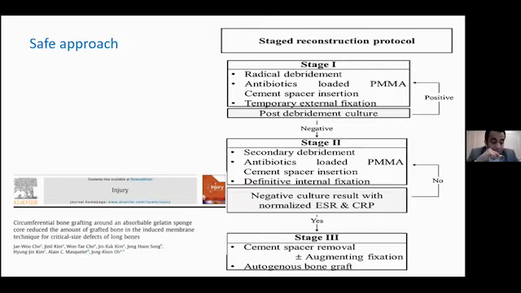Several cultures must be taken in each stage of the procedure. Don't hesitate to repeat debridement at any stage if in doubt that infection is cured. And don't rush for grafting; wait until labs are normalized and the infection is resolved.